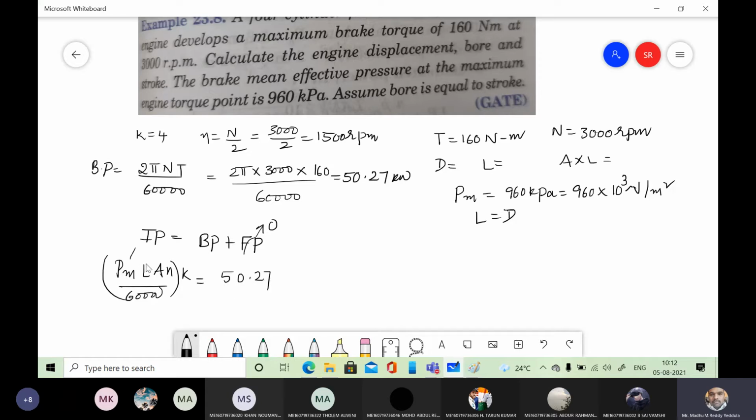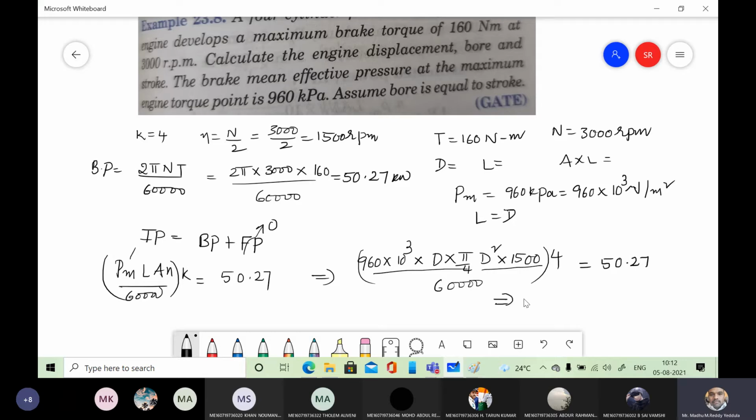In this, you have the PM value, and A, and the relation L equal to D is given. And N. We'll substitute. PM value is 960 into 10 power 3, and L is equal to D. A is pi by 4 D square, and small n value is 1500 RPM, that is N by 2, divided by 60,000. With 4 cylinders, this is equal to 50.27. From this we directly get D. Once you know D, that is also equivalent to L.